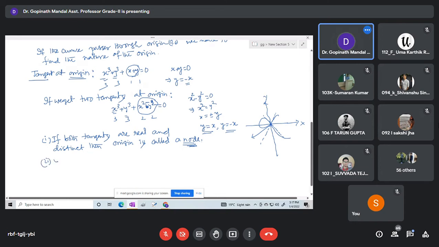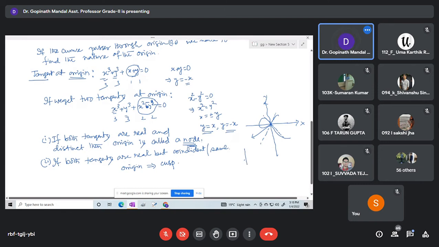Now the second one, if both tangents are real but not distinct, but they are coincident or same, in that case the origin will be called a cusp, C-U-S-P, cusp.